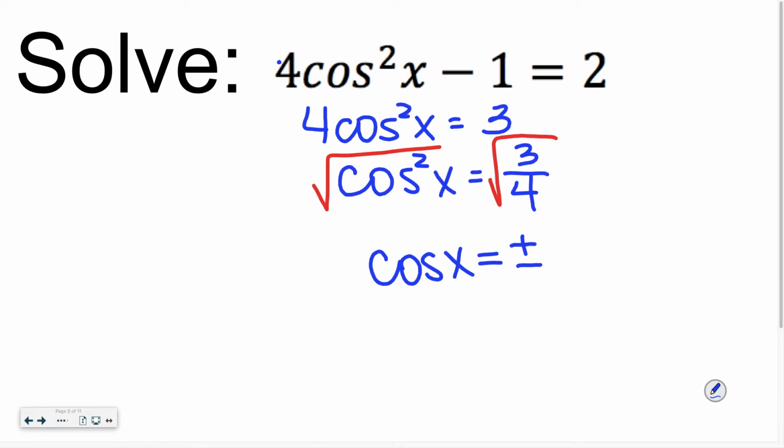positive, negative. What's the square root of 3? Square root of 3. What's the square root of 4? Oh, that's a familiar number. How many answers are we going to have to express? 4. Man.